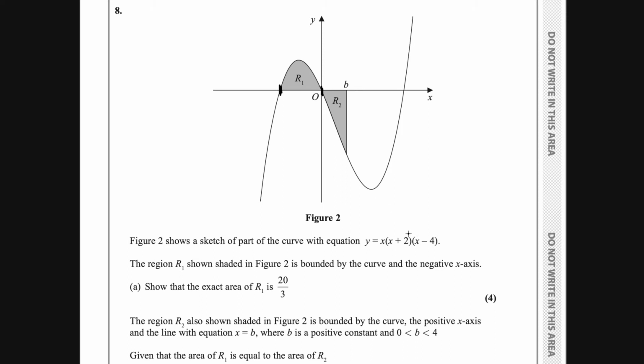Now the question has, quite handily, factorised the function for us. So we can see that from this first term, this is going to give us 0. And from the second term here, this root here is going to be minus 2. So the limits of our integral are going to be between 0 and minus 2.